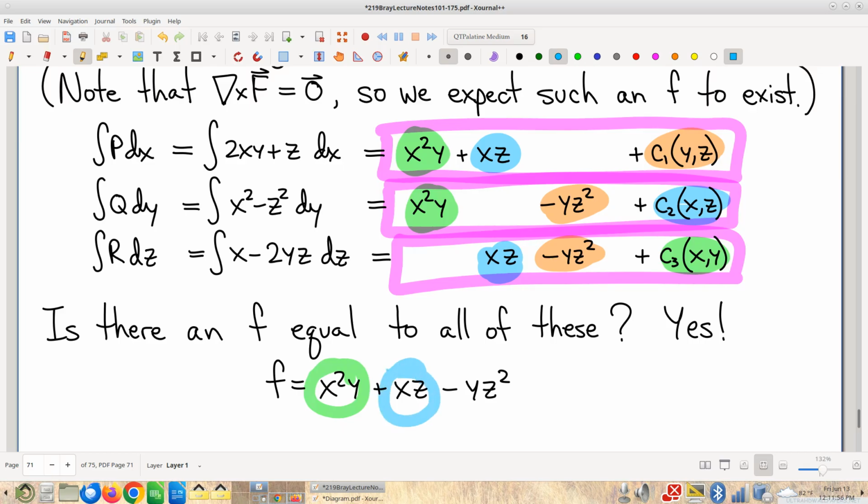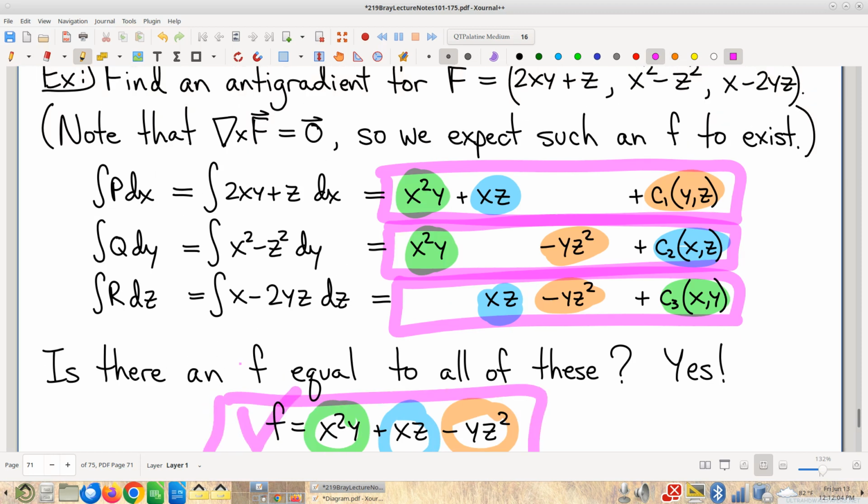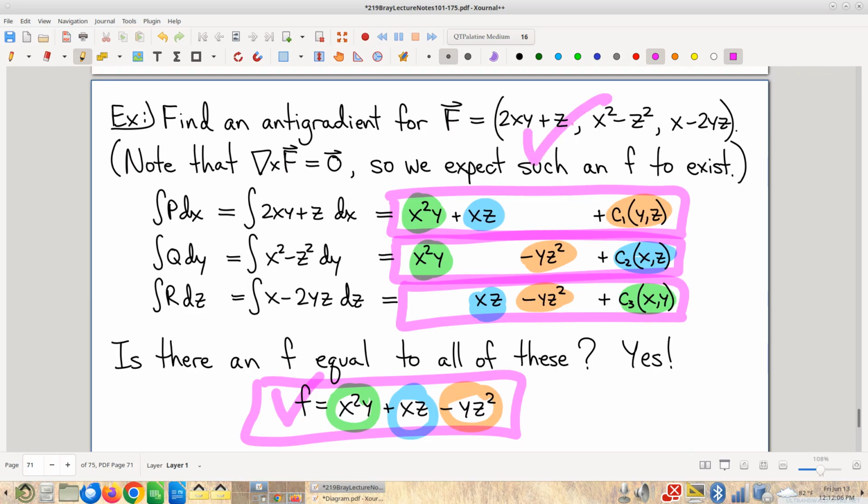And they're all equal to this expression right here. So this is our anti-gradient. The vector field we started with is a gradient, and we have found the anti-gradient. Does everybody see how that goes? It's a quick little game, right? You take the appropriate partials, don't forget your partial constants, play the game, win the game.